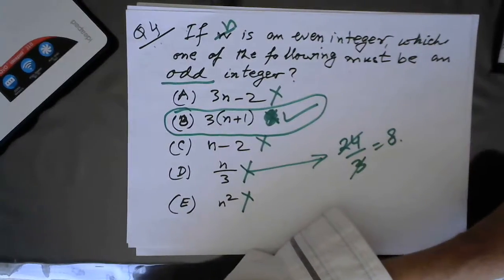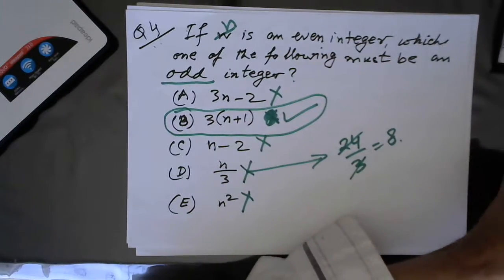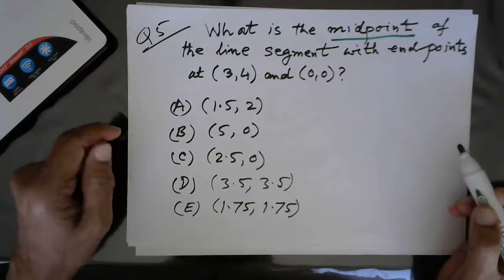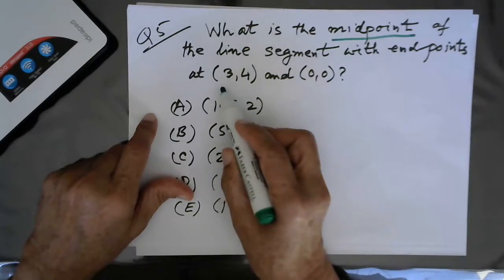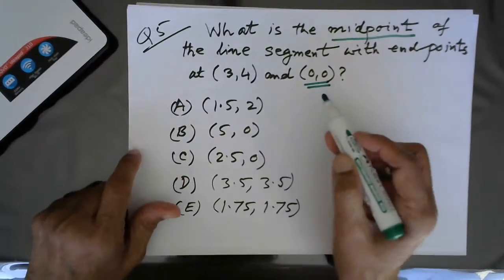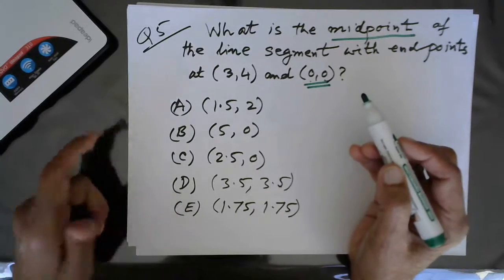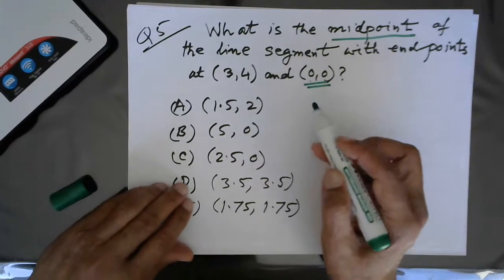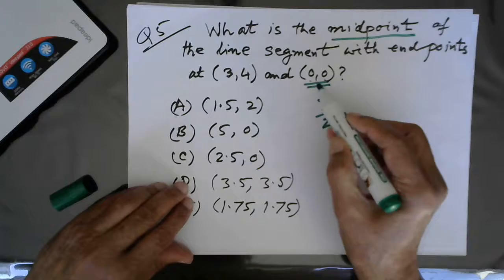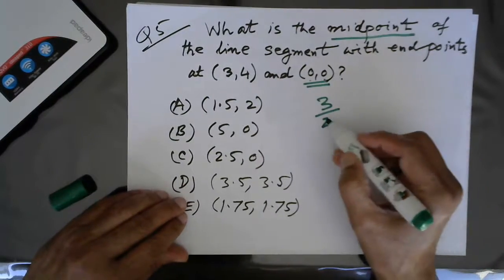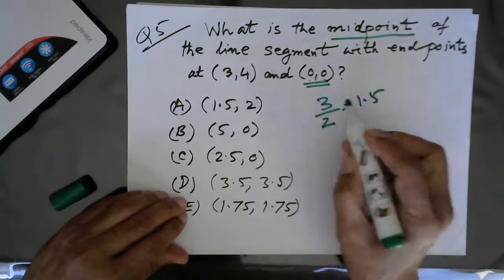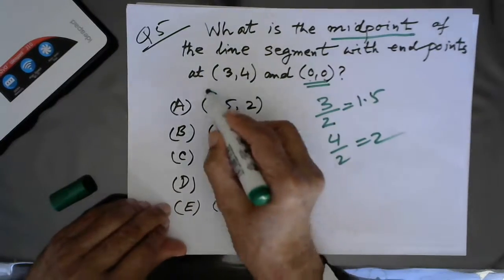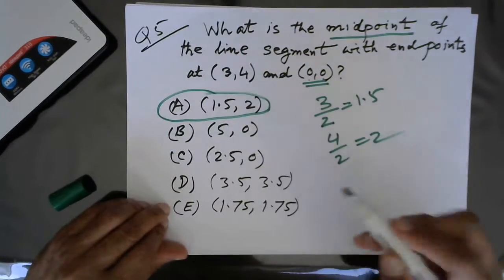Let us move on to question number 5. What is the midpoint of the line segment with endpoints 3, 4 and 0, 0? Because fortunately this is 0, this is 0, we don't have to worry about these coordinates. For finding the middle point, you simply divide 3 by 2 because if you add 0 to 3, it will remain 3. So 3 divided by 2 is actually 1.5 and you divide 4 plus 0 by 2, or just 4 by 2, and you will get 2. So this is the answer and these are not the answers.